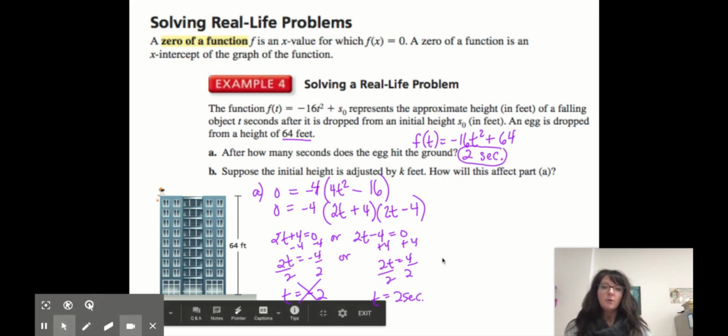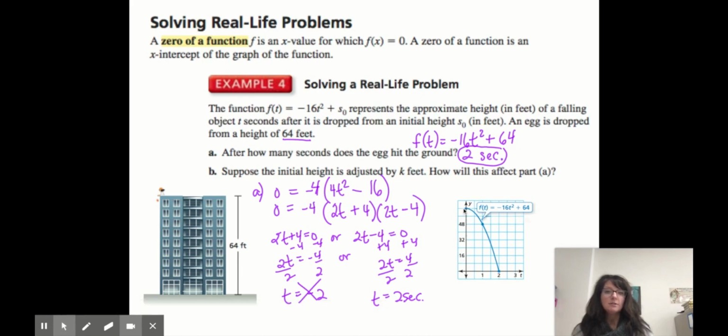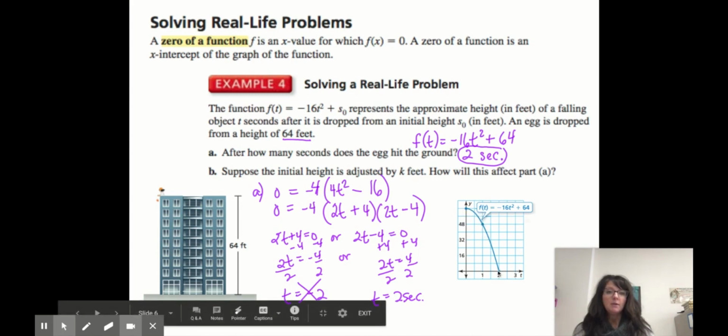So if we took a look at what the graph would look like right here, it's really only half the parabola that we're talking about, because this would be the initial height of 64. You can read that on the y-axis. So this is our 64. It's going to fall down like this, and when it hits the ground, it will intersect with the 2 on the x-axis. Okay, you could graph it as well to see for that to work out.